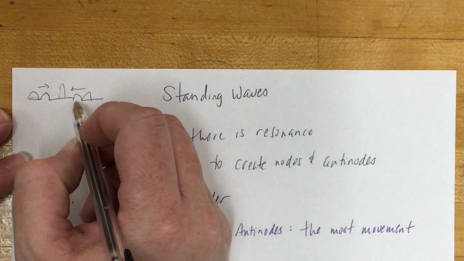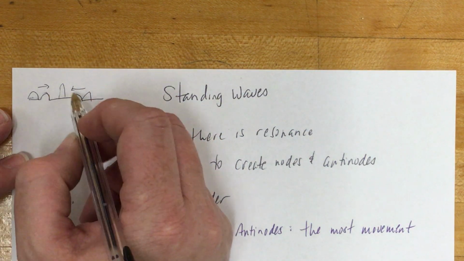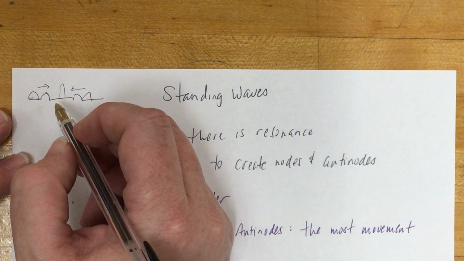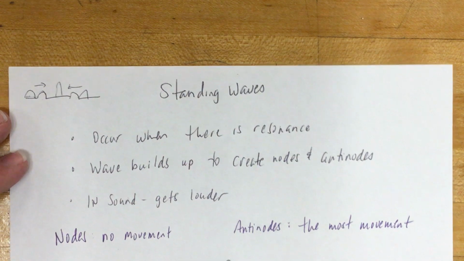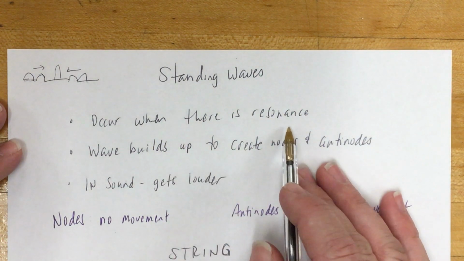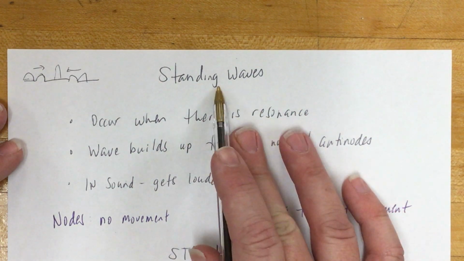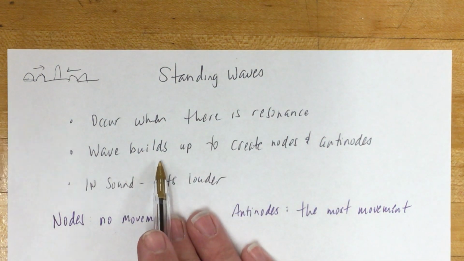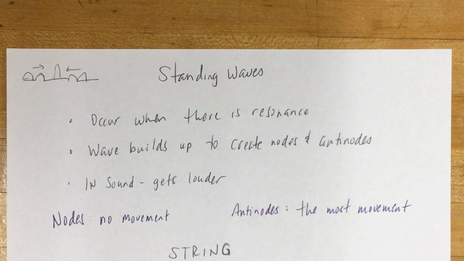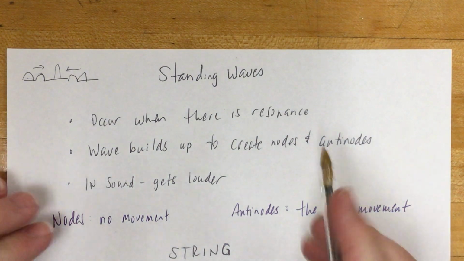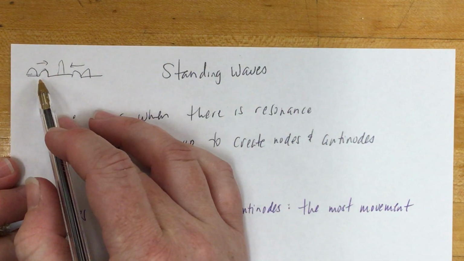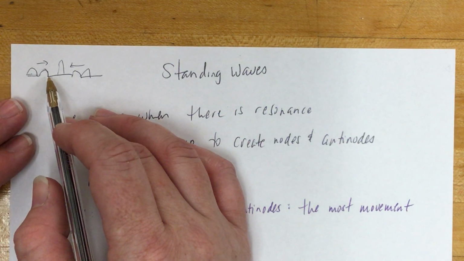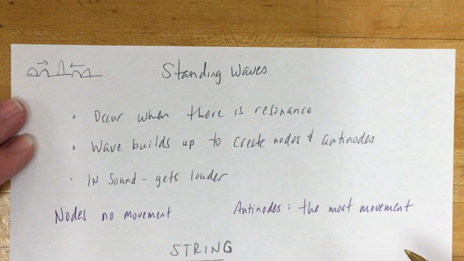So this one would add to that one would add to that one, and we'd see this pattern of the waveforms adding up. And that's what we're dealing with when we have a standing wave. Standing waves occur when there's resonance. Resonance and standing waves kind of go together. What happens is the wave builds up to create nodes and antinodes, and I'll show you that in the drawing in a moment. It's because it's repetitive waveforms that are falling exactly in line with each other to add up every time.